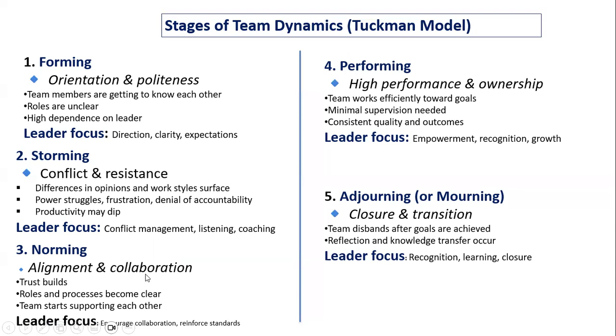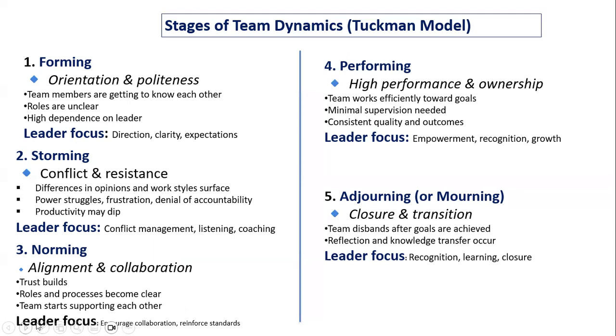Okay, alignment and collaboration. This is what is going to happen in this particular stage. Now, here, these two crossed, and then the trust builds. Now the team started looking into it as a team, right? They will start building the trust, and their roles and process become very clear. Teams start supporting each other, right? Here they will start supporting, right?